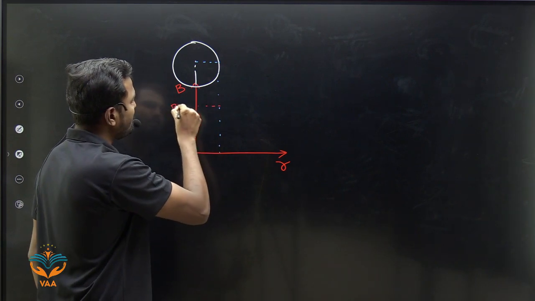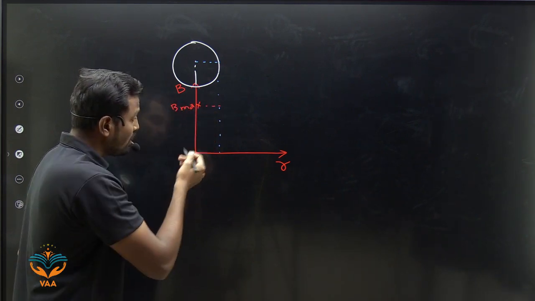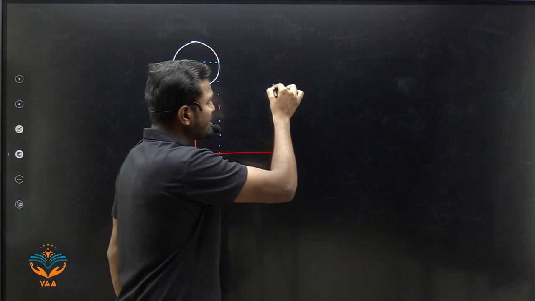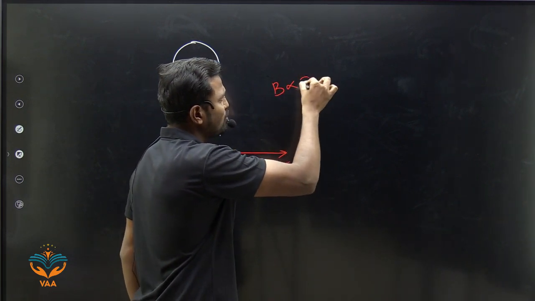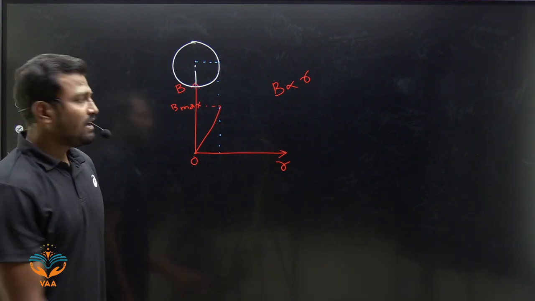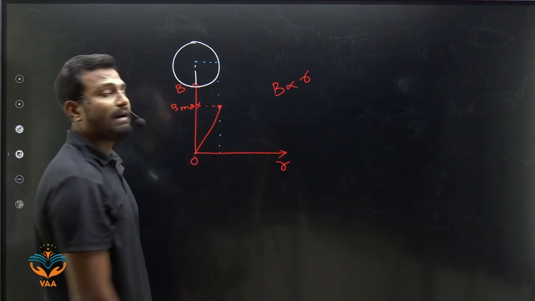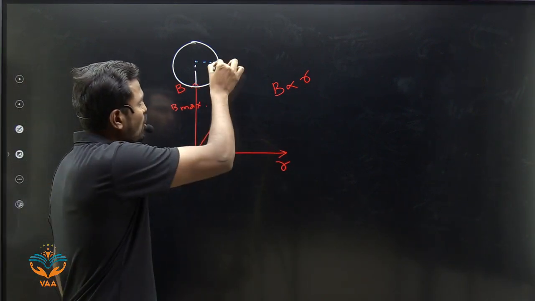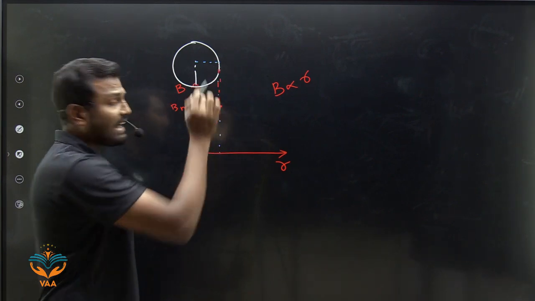We can say this is B max. So initially, what was the case? B was directly proportional to R. So initially the magnetic field will rise like this. Here the magnetic field will be maximum. On the surface the magnetic field is maximum.